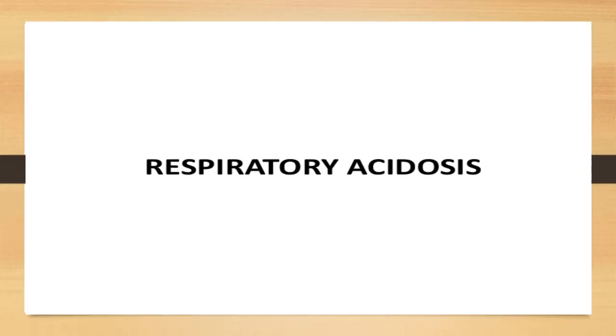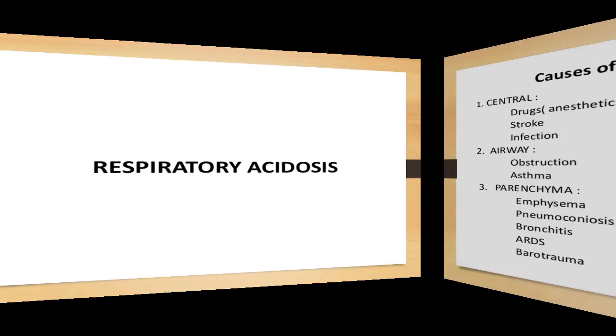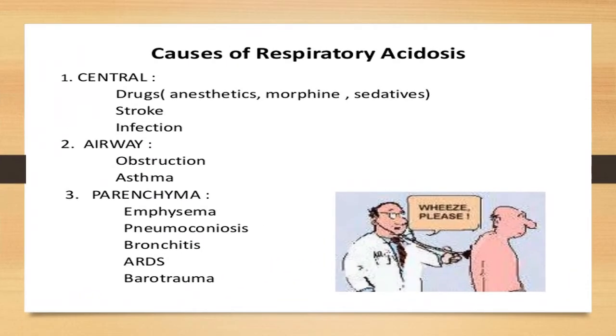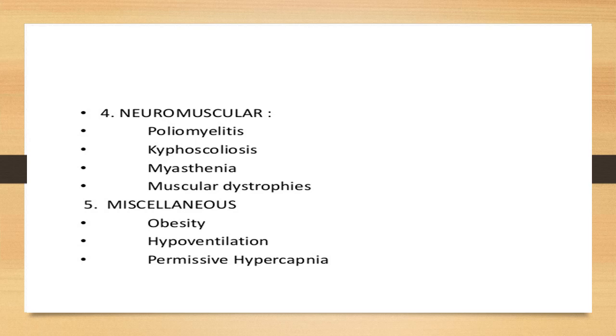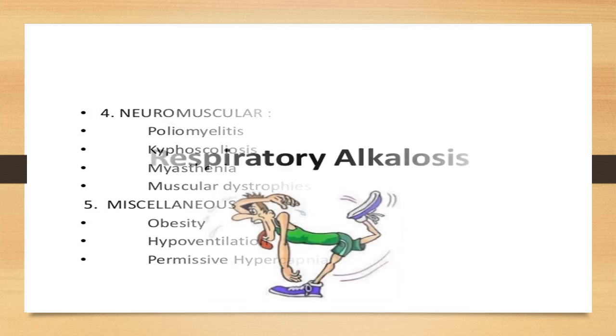And coming to respiratory acidosis. Causes of respiratory acidosis: central, mainly drugs, anesthetics, morphine or sedatives, and stroke, infection; in the airway, any obstruction, and asthma; parenchyma, emphysema, pneumoconiosis, bronchitis, adult respiratory distress syndrome, barotrauma. And neuromuscular, poliomyelitis, kyphoscoliosis, myasthenia, muscular dystrophies, and miscellaneous, obesity, hypoventilation, permissive hypercapnia.